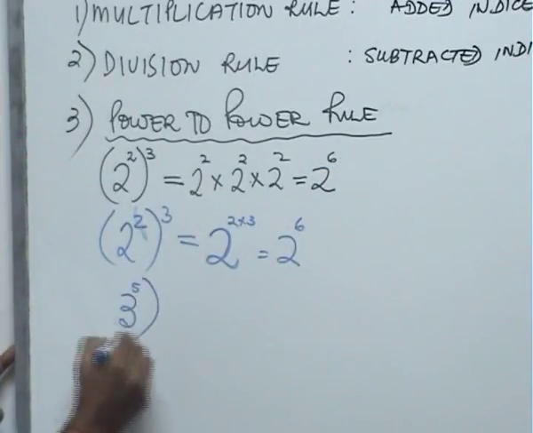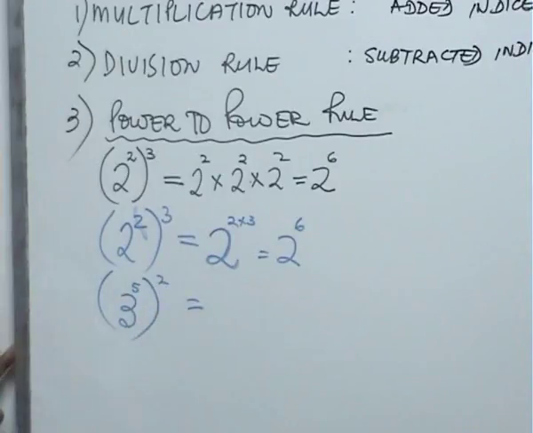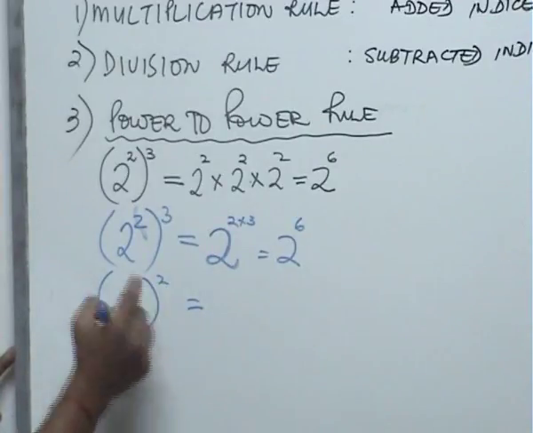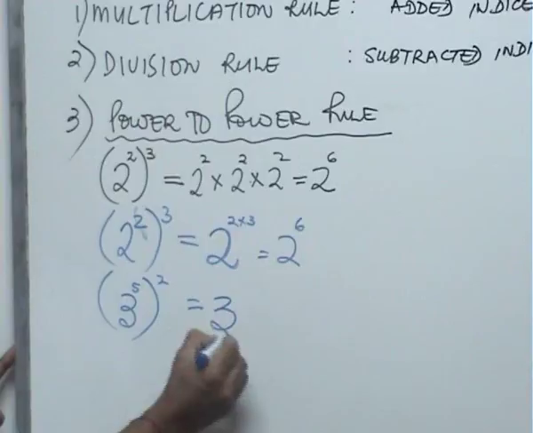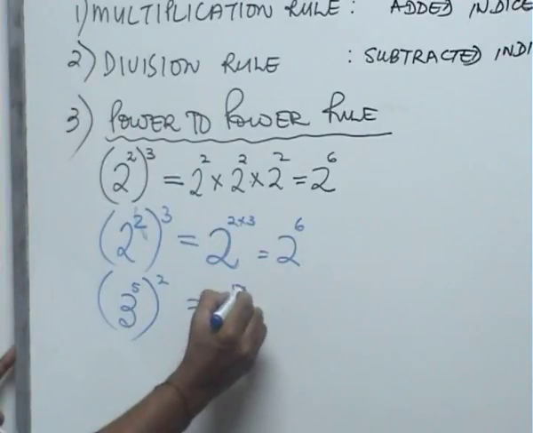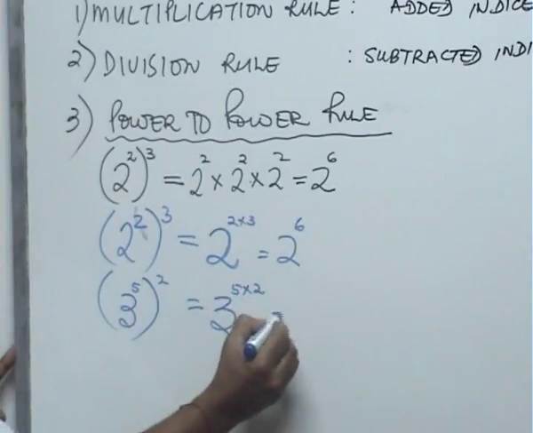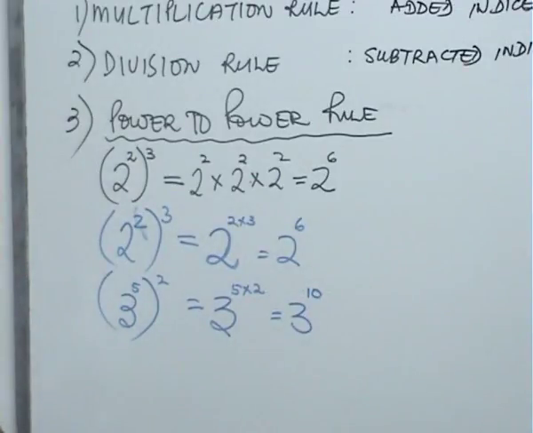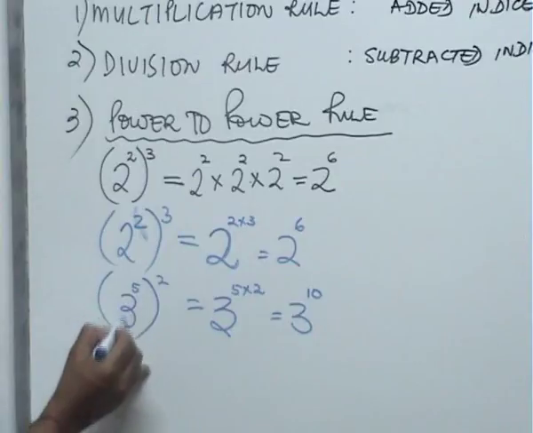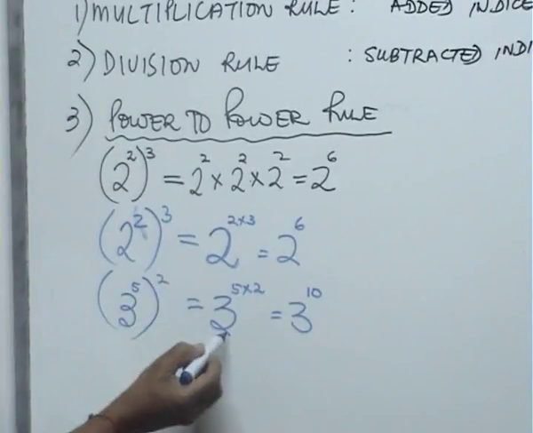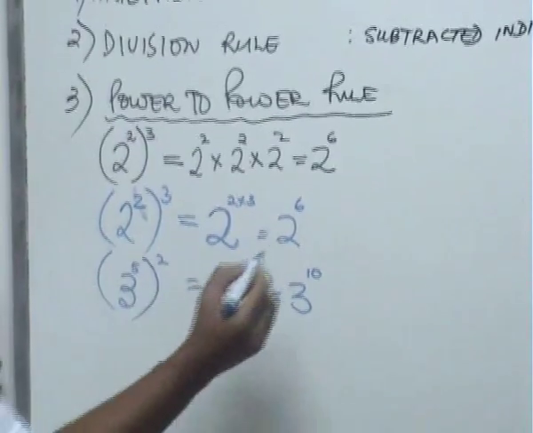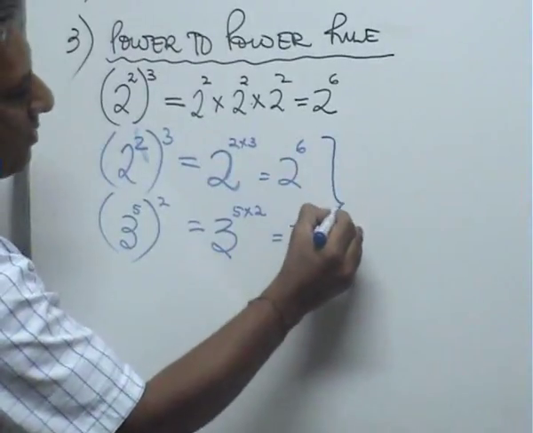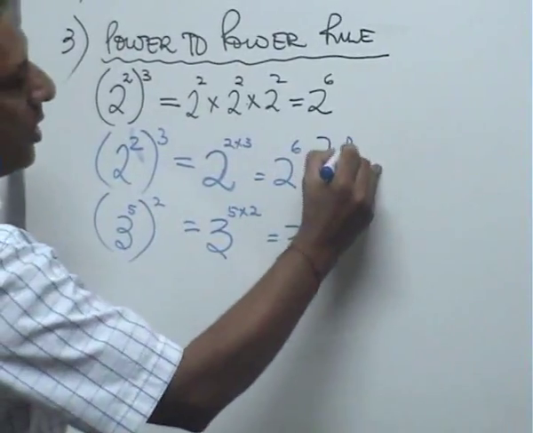3 to the 5 all squared. Well, this is a power to power. Just write down the base, take the indices and multiply it. So you get 3 to the 10. So that's your power to power rule, which says that, look, if you got a power to a power, write down the base and multiply the indices. So what does the power to power rule say?